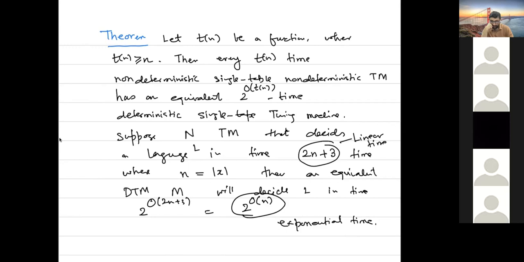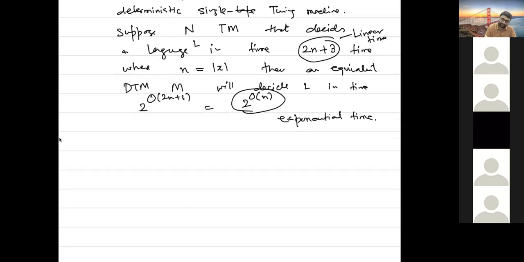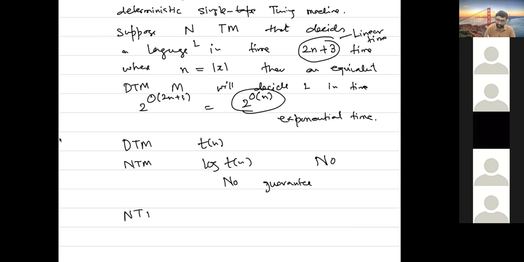That's an interesting question actually. The thing is, the answer is both yes and no. In general, no, it is not going to happen. That is, if you have a DTM that runs in time t of n, then will an NTM run in log of time t of n? No, it's not guaranteed, no guarantee. But if you have an NTM that runs in time t of n, then your DTM will run in time O of t of n, for sure.